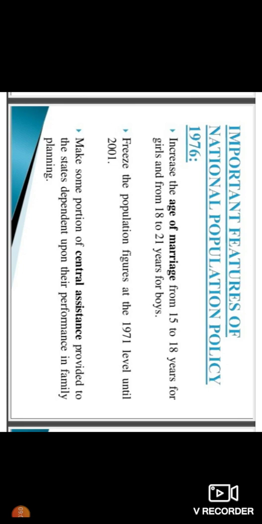Then another one: make some portions of central assistance to the states depend upon their performance in family planning. So the central government is taking the initiative in family planning. I remember when I worked in North Karnataka, to control the population, family planning methods, commonly condoms, were available for 5 rupees even on the roadside, especially at private bus stands and transport bus stands, everywhere, around 2010. I think in Kerala it's not visible like that, but nowadays family planning methods are one of the main targets of family planning programs.